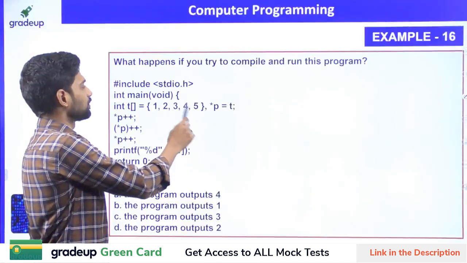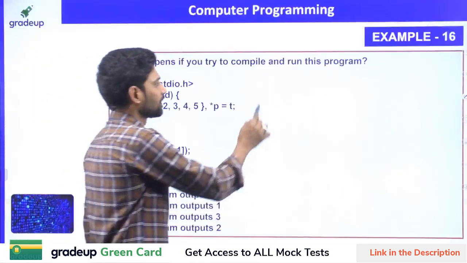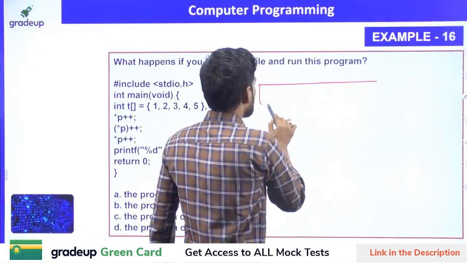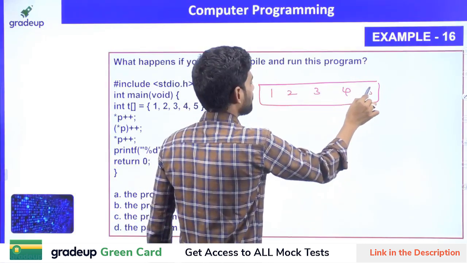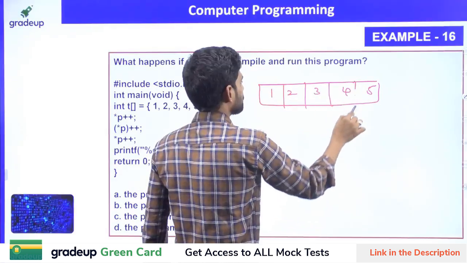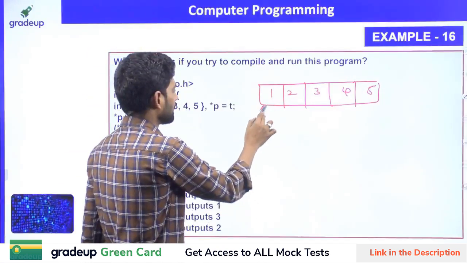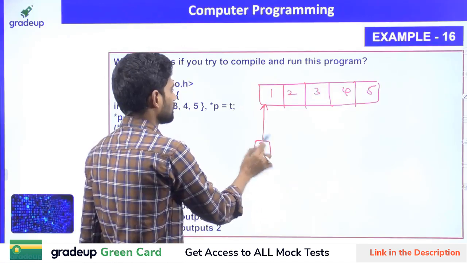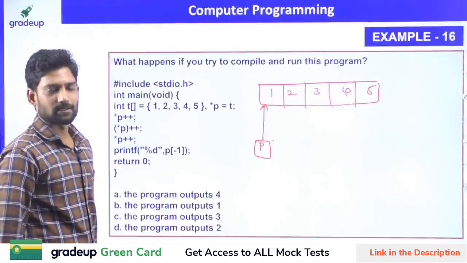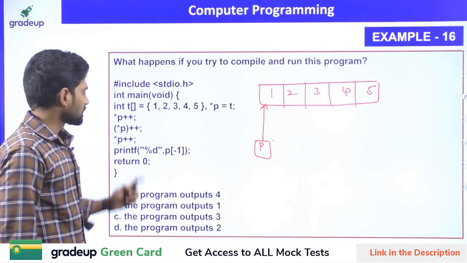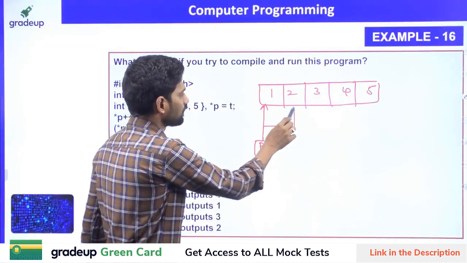int t = {1, 2, 3, 4, 5}, *p = t. So we have 1, 2, 3, 4, 5. This is the array t, and p is pointing at the starting element. *p++ means p will point to the next element.